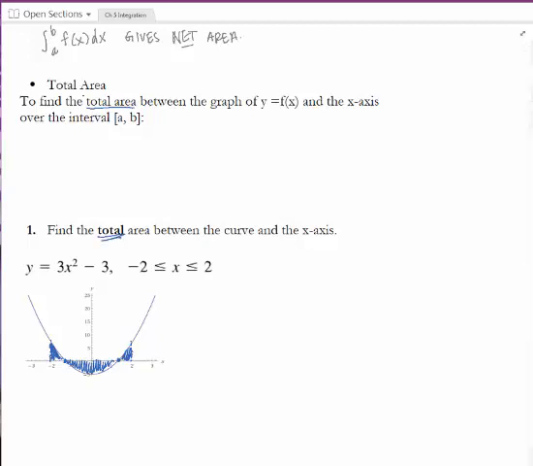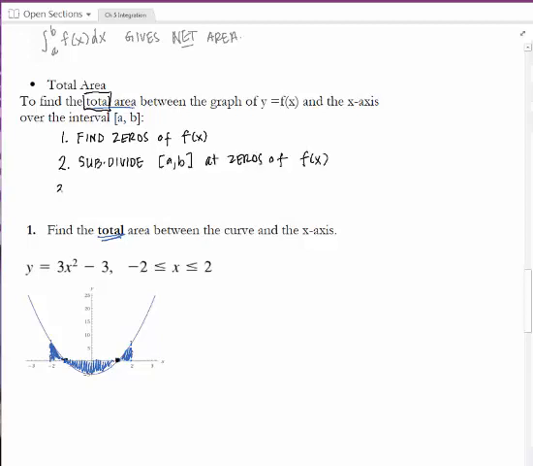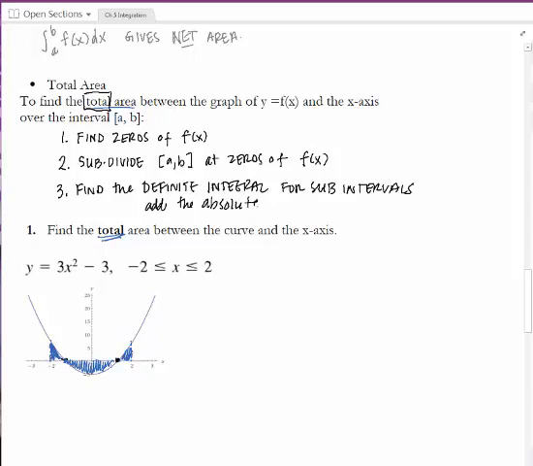When looking for the total area, and just read the question, if it says total, consider the fact that the function might have area below and above the x-axis. To account for that, we first want to find the zeros of the function. That's where the function equals 0, and then use those zeros to subdivide the interval, then integrate over these subintervals and add the absolute value of these areas to find the total area.